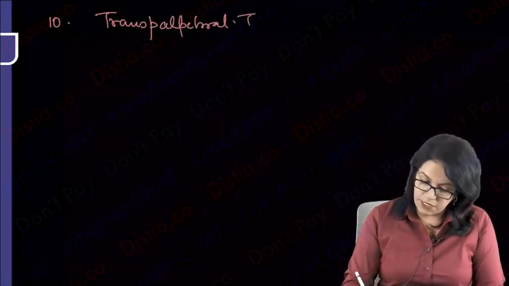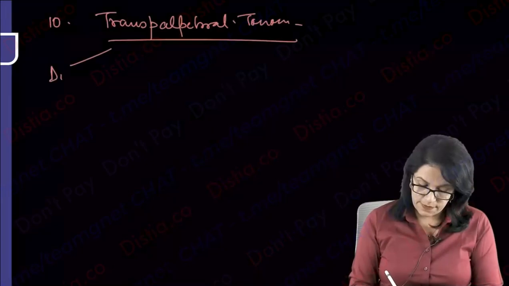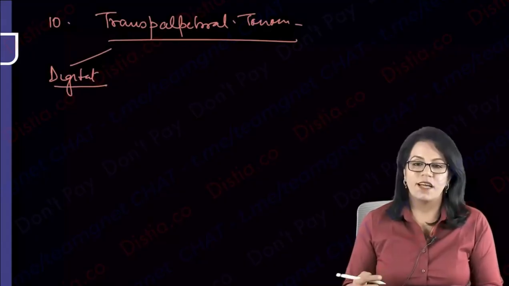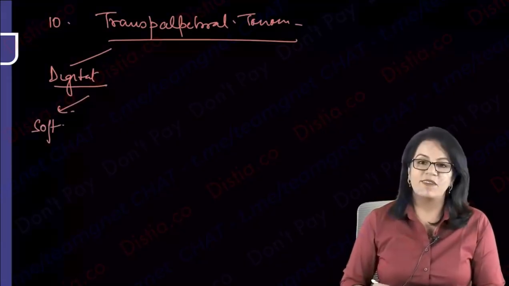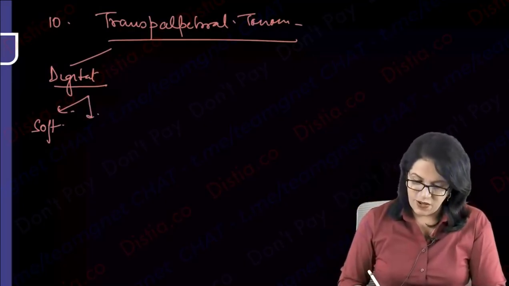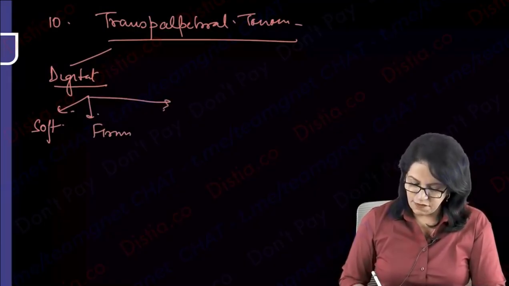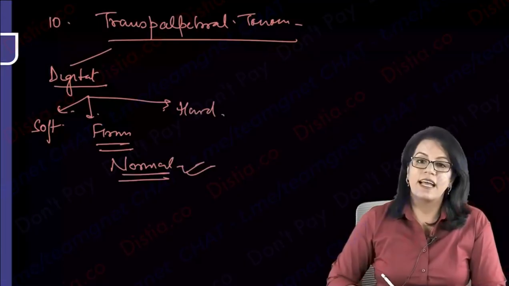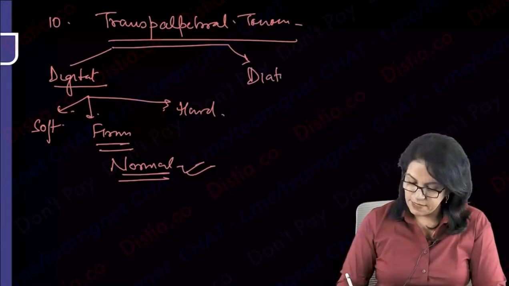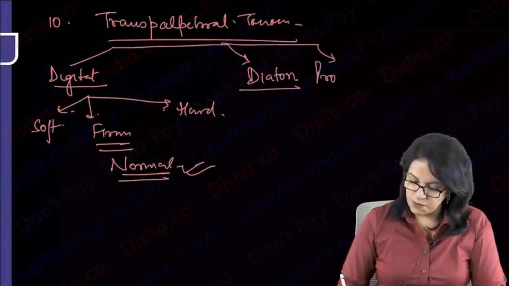Whenever you are doing a digital examination, keep in mind, we always ask the patient to look down so that I am not actually palpating over the tarsal plate. Otherwise, my finding will be wrong. Of course, we don't depend on digital so much. It's just a rough and quick idea. With the fingers, I'm trying to find out whether it is soft, firm, or hard. We consider firm as normal. Otherwise, please note the name Diaton, and third, you can note one more name, Proview.